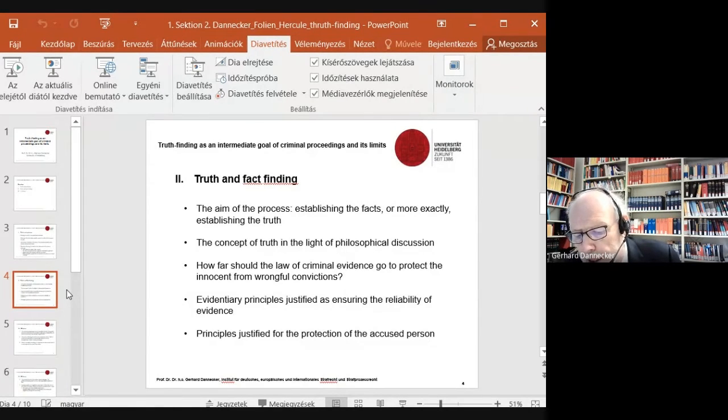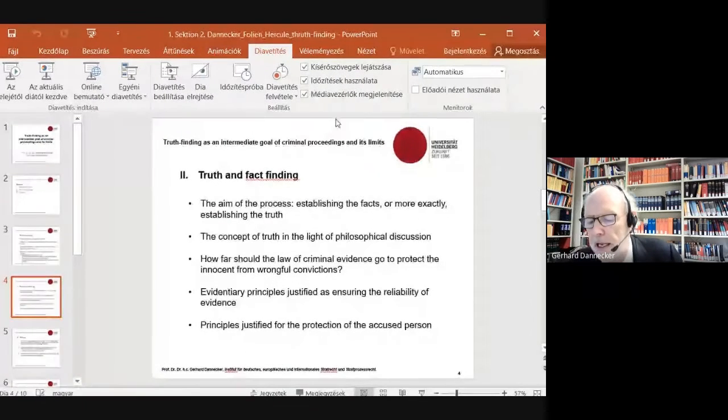In the words of Ronald Dworkin, people have a fundamental right not to be convicted of crimes of which they are innocent. The crucial question is how far the law of criminal evidence should go to protect the innocent from wrongful convictions. If one considers the innocent person's right not to be convicted to be an absolute right, in other words, if one seeks maximum protection of the innocent person, the prosecution should not be permitted to rely on a category which might include confession evidence.